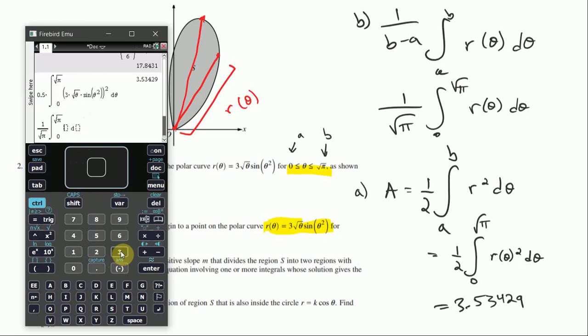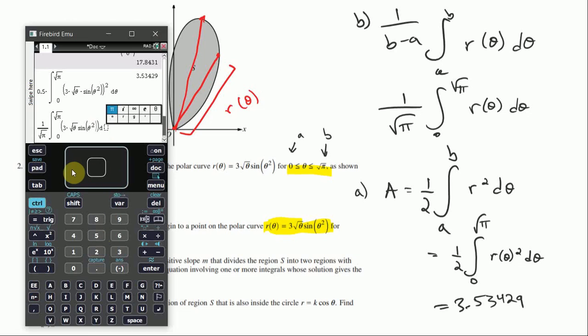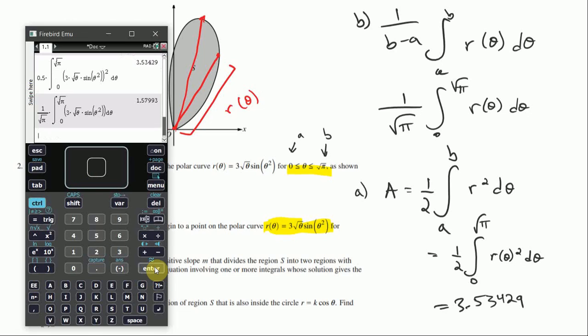Now, it's kind of unfortunate that I can't copy and paste, but this is what you have to deal with when you don't want to use the TI software itself, because it's hard to move around the screen. All right, theta squared, and we're not squaring it again, so don't accidentally do that. That's probably a bad idea. d theta. To get this value, 1.57993, it's about 1.58.